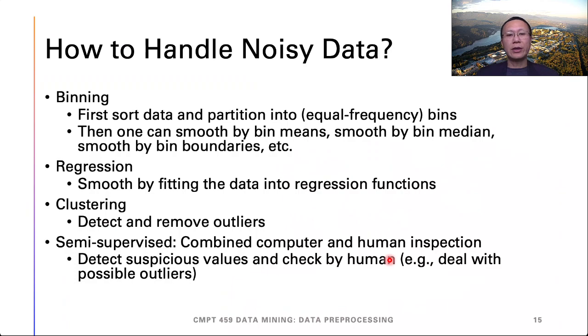Or we can do a semi-supervised approach. The idea is that we combine the computer and human inspection together. We can detect the suspicious values, such as using the outlier detection approach we just described, and then have a human being inspect and judge whether those suspects are really outliers and whether they should be removed from our consideration.